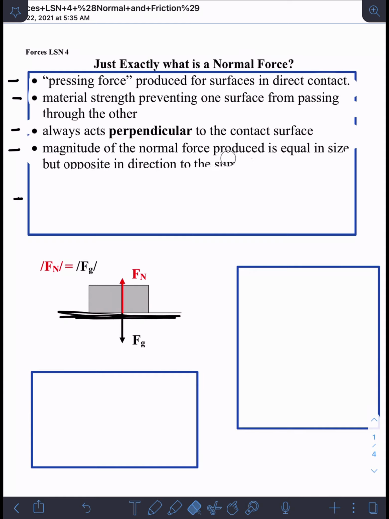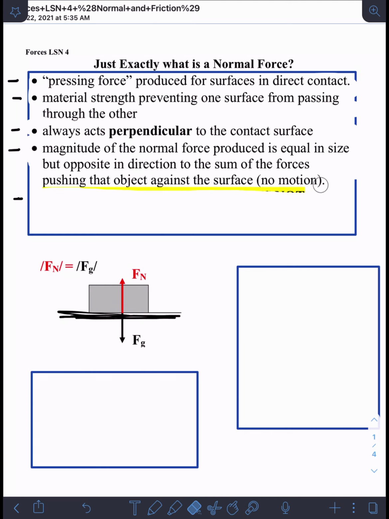Key point right here. The magnitude of the normal force is equal in size but opposite in direction to the sum of the forces pushing that object against the surface. So it doesn't have to be equal to the weight. Basically, you want to look at the ups and the downs and then look at the size of the normal force. And if there is no net motion, no net acceleration, then we know that the sum of all the forces acting have to sum back to zero.